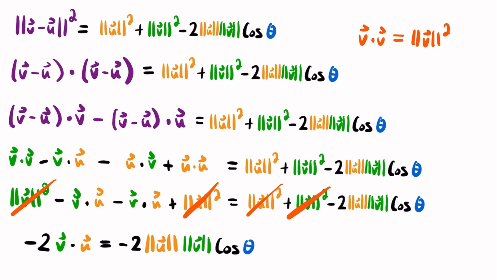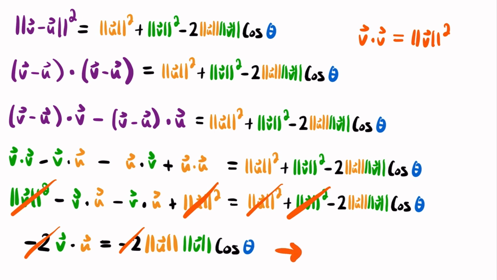And now here's where things get really interesting. Notice that we have a factor of negative 2 on both sides of the equation. If we divide both sides by negative 2, those are going to cancel out, so we don't need those either. And so what we're left with is that vector v times vector u via the dot product is equal to the magnitude of vector u times the magnitude of vector v times cosine theta. So if we want to solve for theta, what we should do is first solve for cosine theta by dividing both sides of the equation by the magnitude of vector u times the magnitude of vector v.